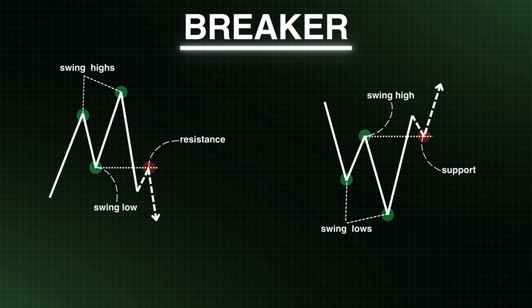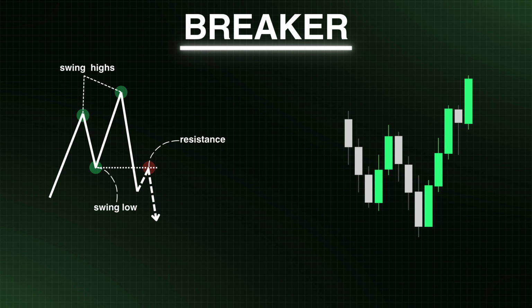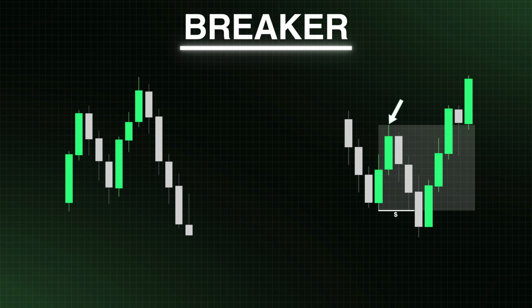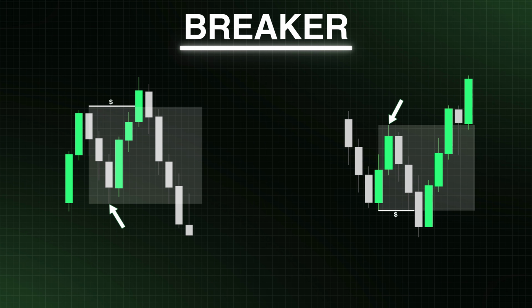So, to properly mark out the breaker, we want to mark the highest up close candles or series before the leg that took liquidity. We mark the full range, not just the bodies. To properly mark out a bearish breaker, we use the lowest down closed candles or series before the leg up that took liquidity. We mark this full range, not just the bodies.